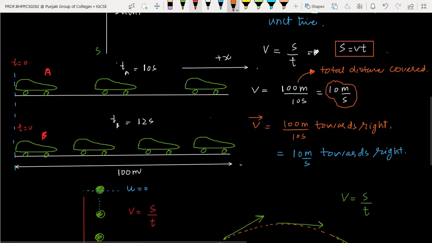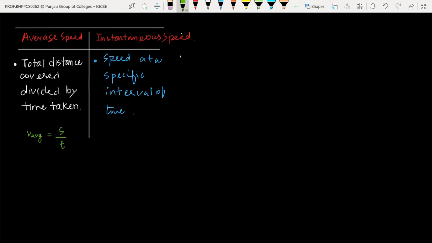But what will be the speed exactly at this point? This is the instantaneous speed. So here is the simple difference between average speed and instantaneous speed. We compute the average speed by dividing the total distance by the time taken.